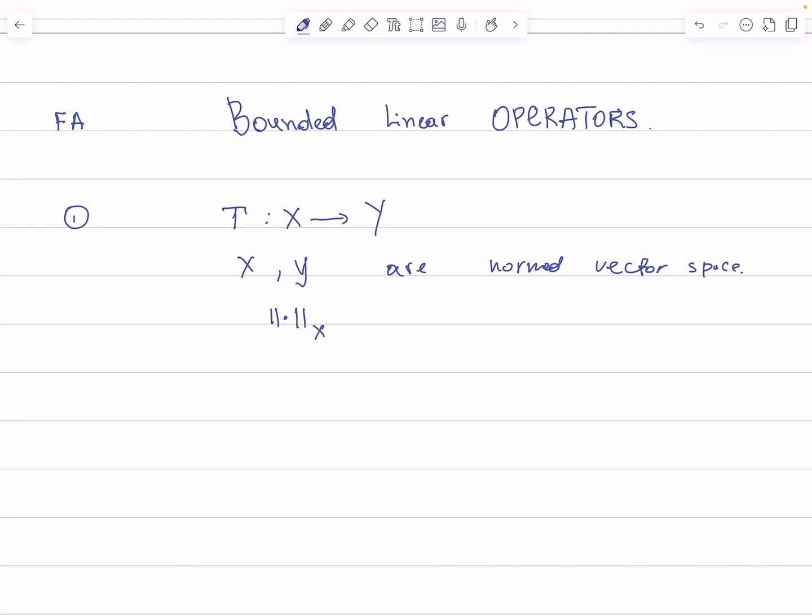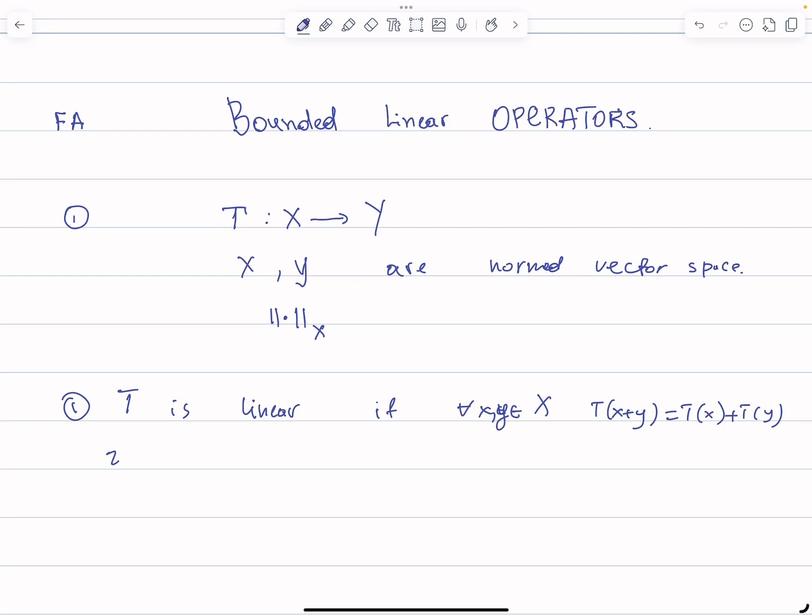It means T is linear if for all x, y from X, T(x + y) is equal to Tx + Ty. And second, T(alpha x) is equal to alpha Tx for all real alpha. If T is a linear map, a linear operator, I can write Tx instead of T(x). This is the same notation.